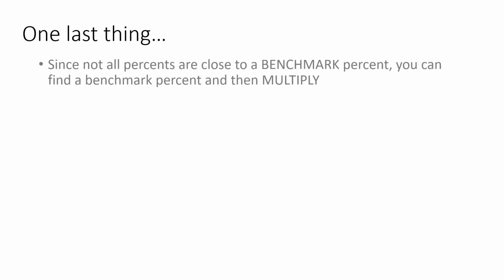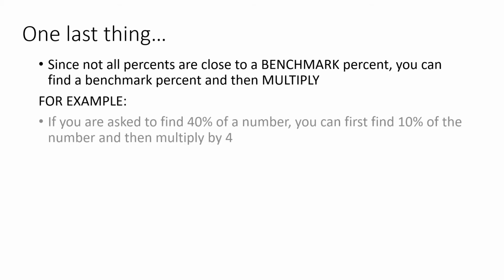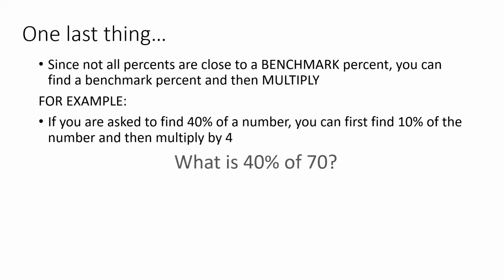One last thing. Since not all percents are close to a benchmark percent, you can find a benchmark percent and then multiply. For example, if you are asked to find 40% of a number, you can first find 10% of the number and then multiply by 4, because 40% is made up of 4 10% amounts. So what is 40% of 70?